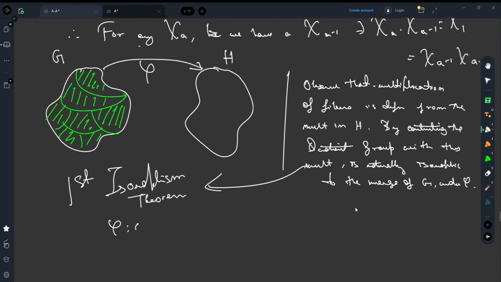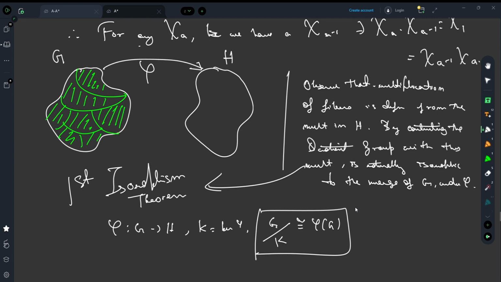So it simply says that if phi from G to H is a group homomorphism and K is the kernel of phi, then G mod K is isomorphic to phi of G. And if you know the standard procedure to construct a quotient group, then I guess you might be able to relate these two statements in a way.